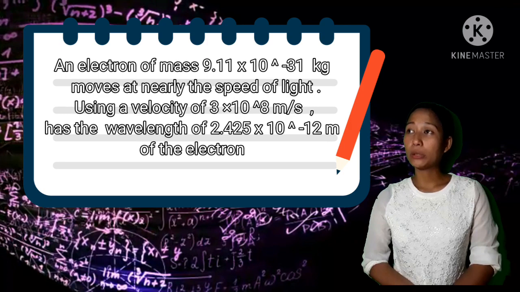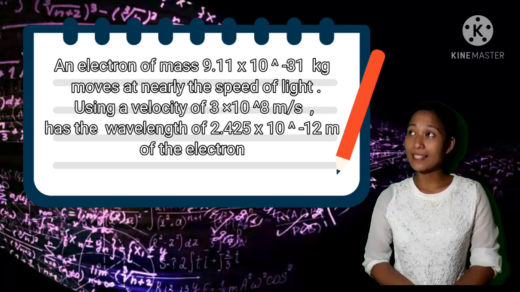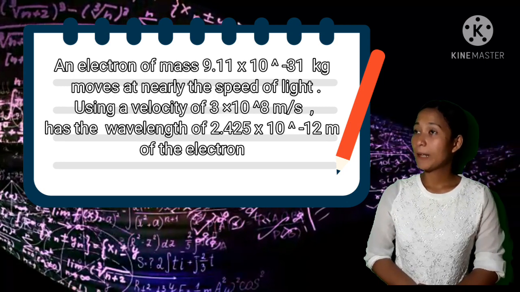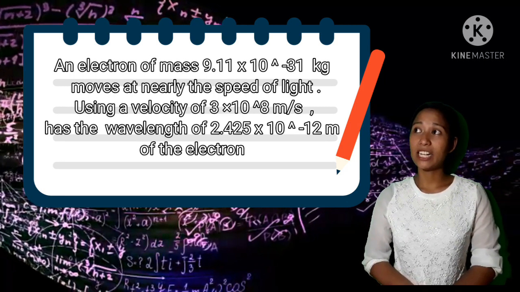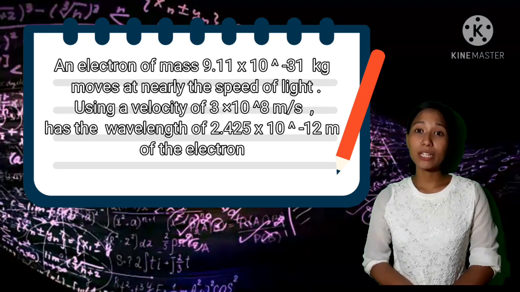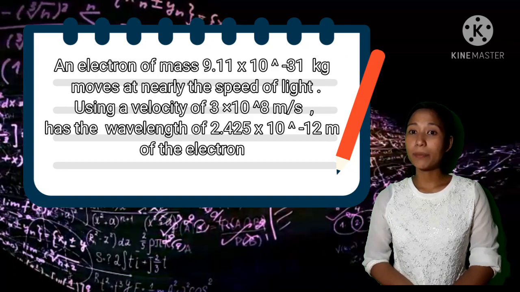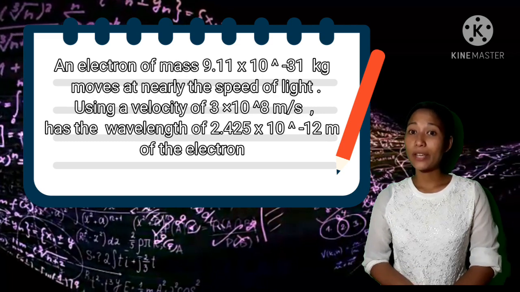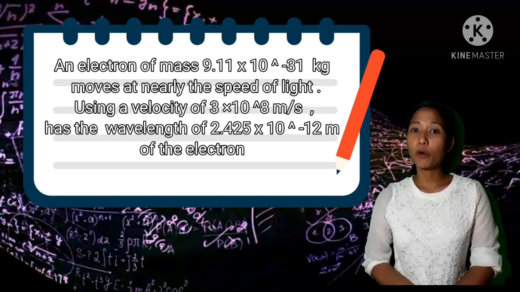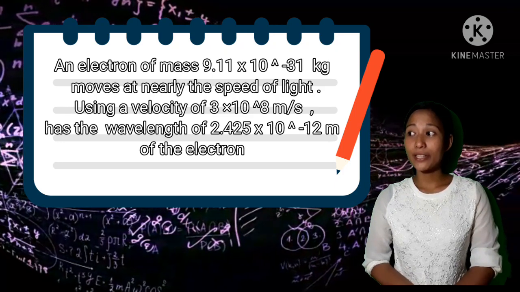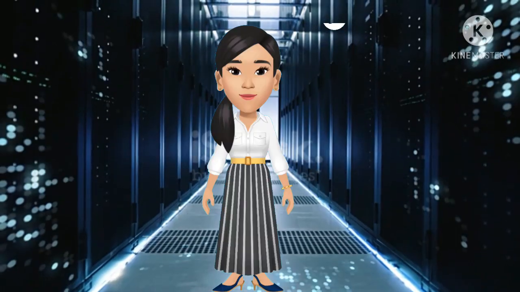Now, we can conclude that an electron of mass 9.11 times 10 raised to negative 31 kilogram that moves at nearly the speed of light using a velocity of 3 times 10 raised to 8 meter per second has the wavelength of 2.425 times 10 raised to negative 12 meter.